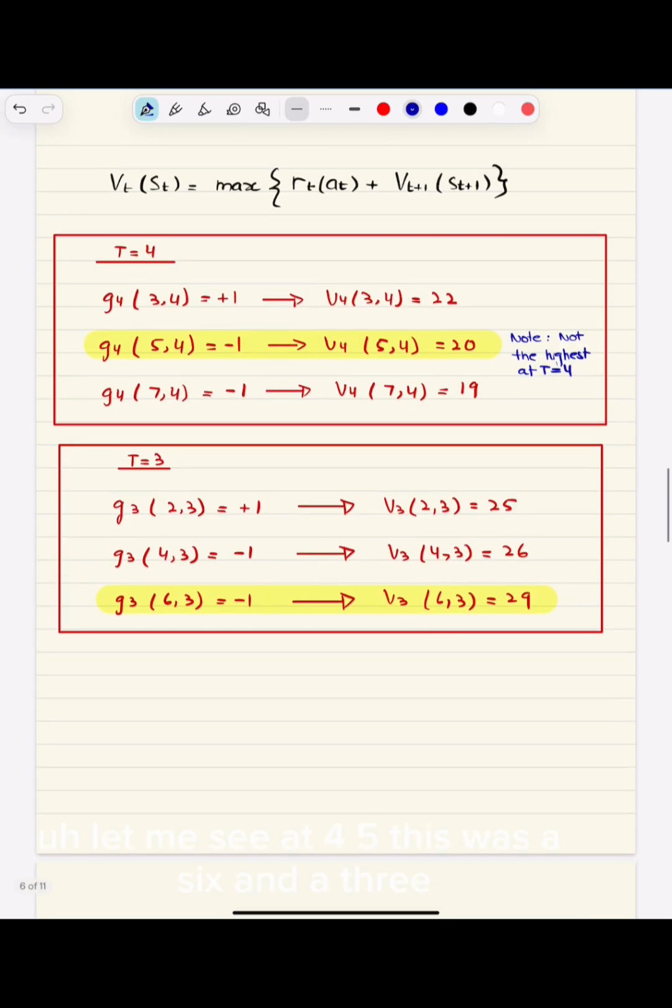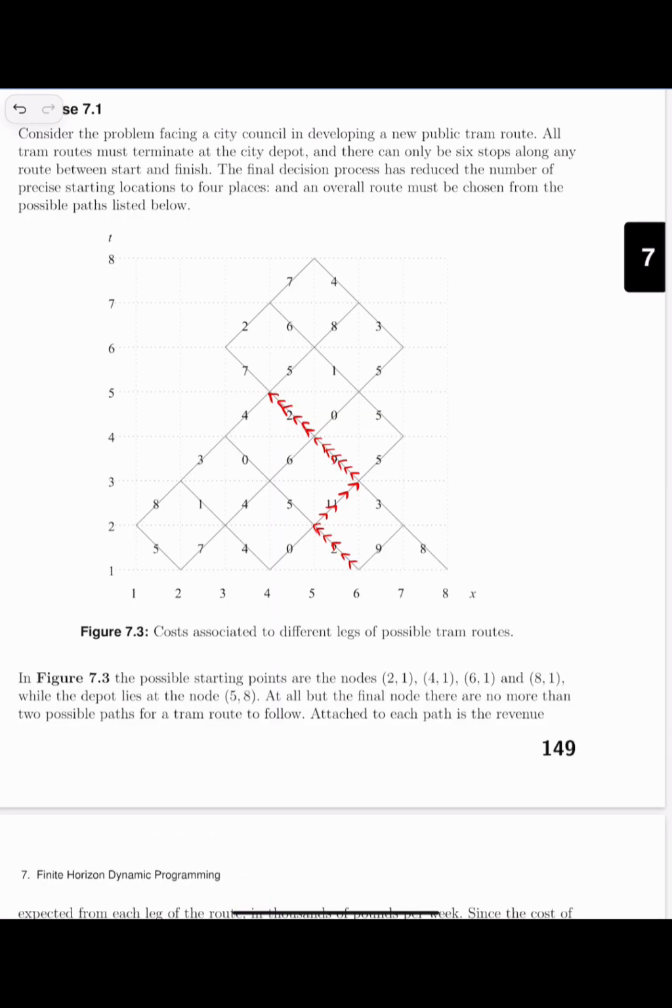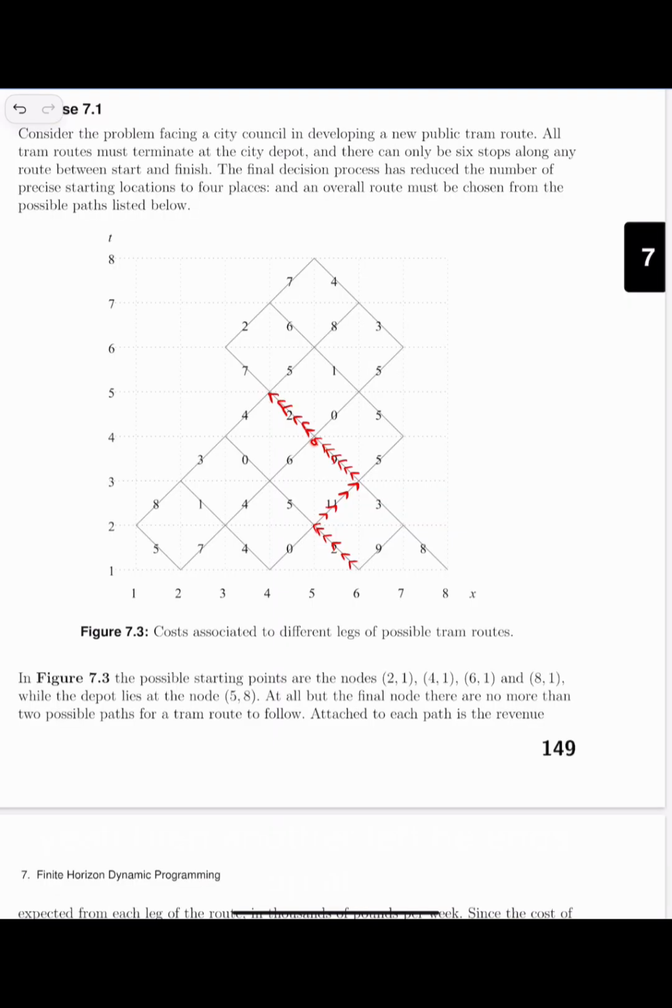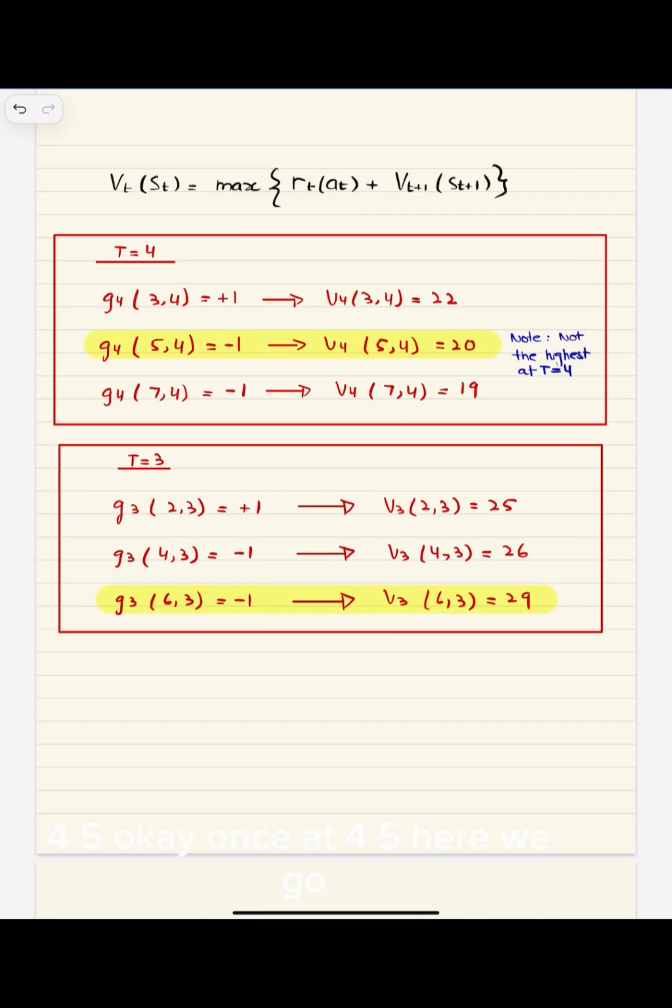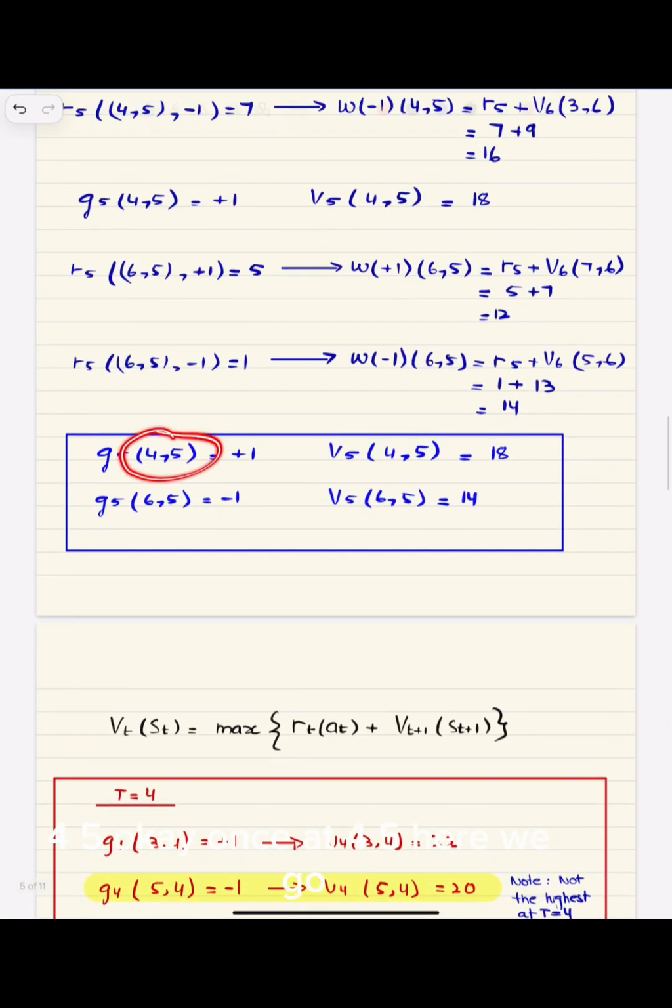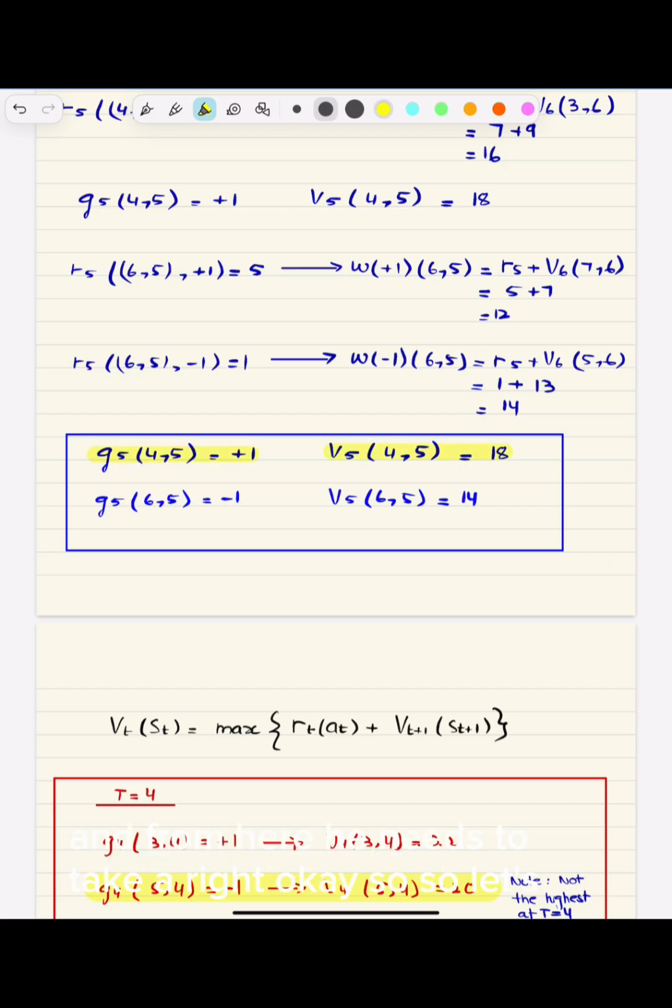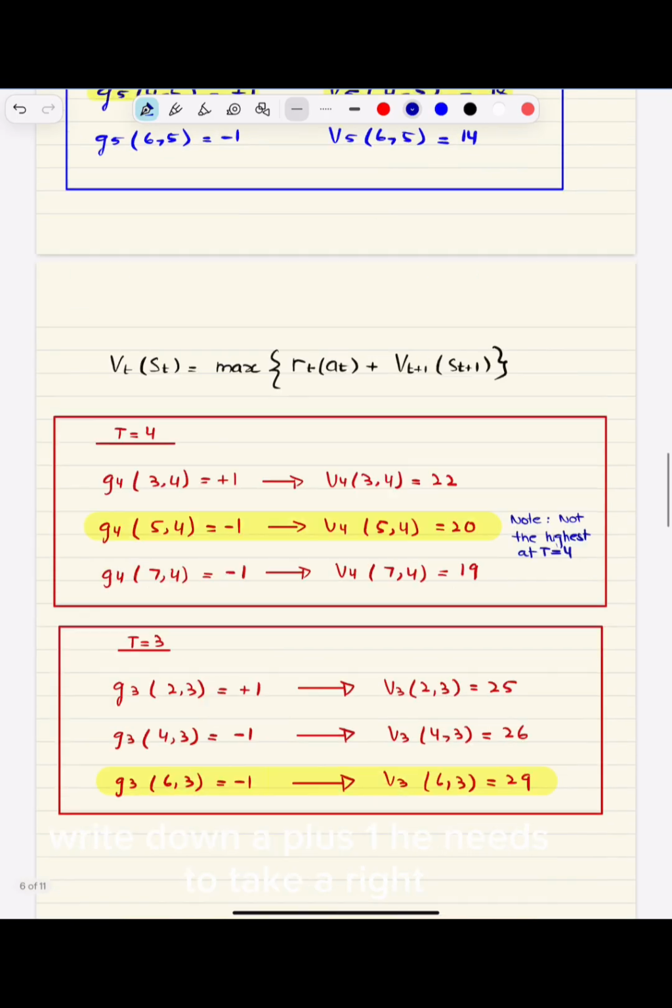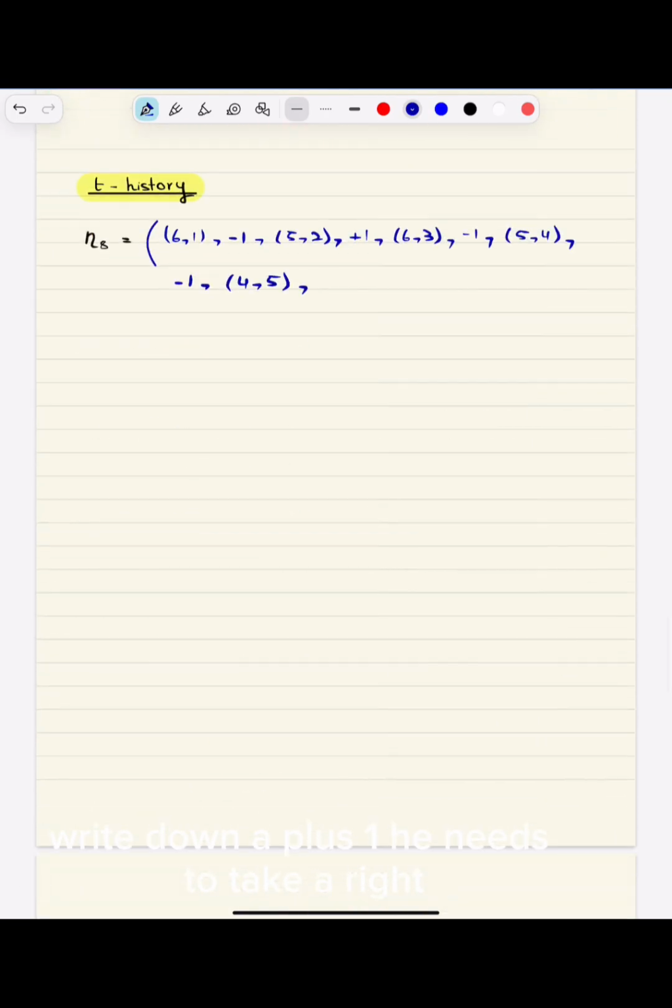Let me see, at 4, 5, this was a 6 and a 3. He takes a left, he ends up at 5, 4. Yeah, then another left, he ends up at 4, 5. Okay, here we go. Let me highlight this. And from here he needs to take a right. Okay, so let's write down a +1. He needs to take a right, and therefore he's going to end up at 5, 6.